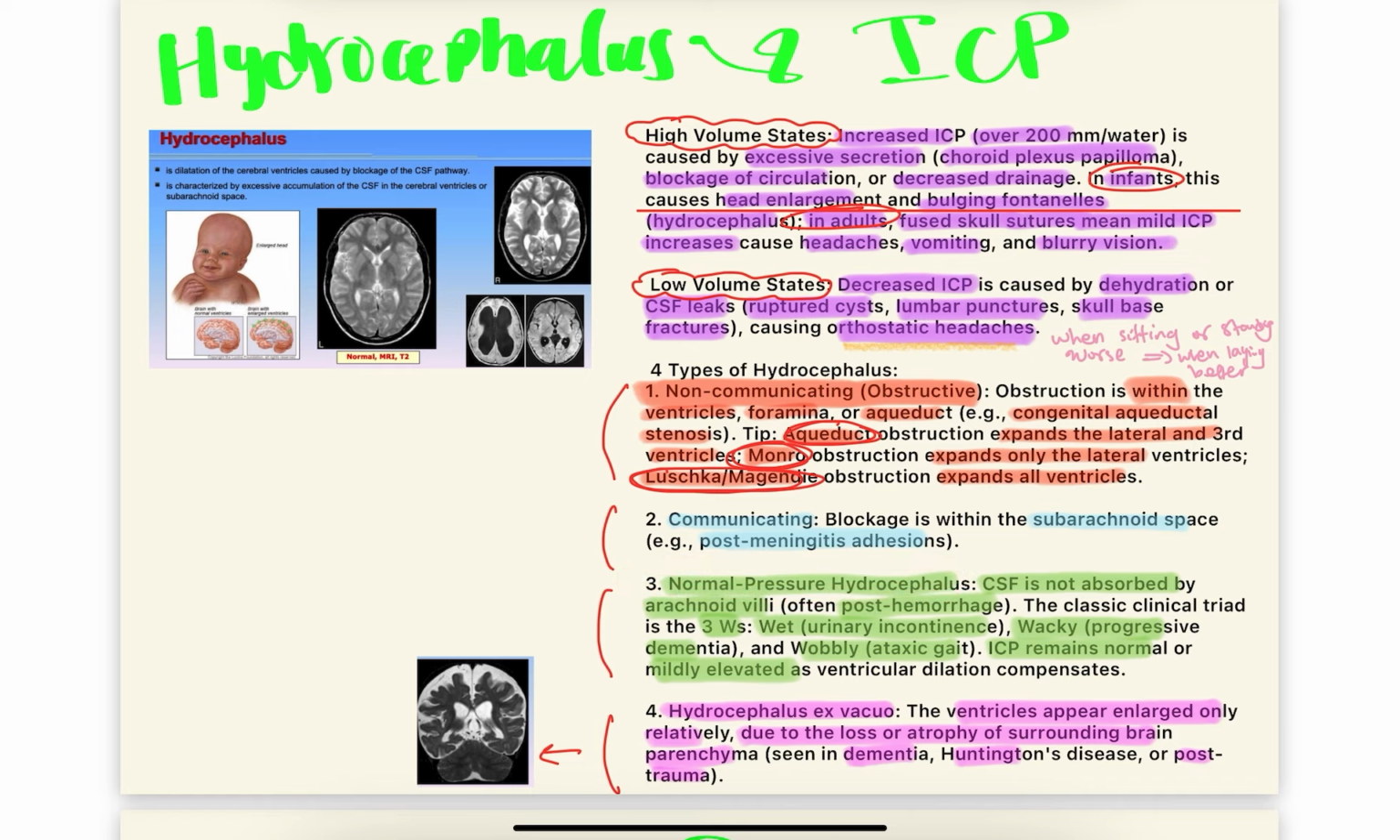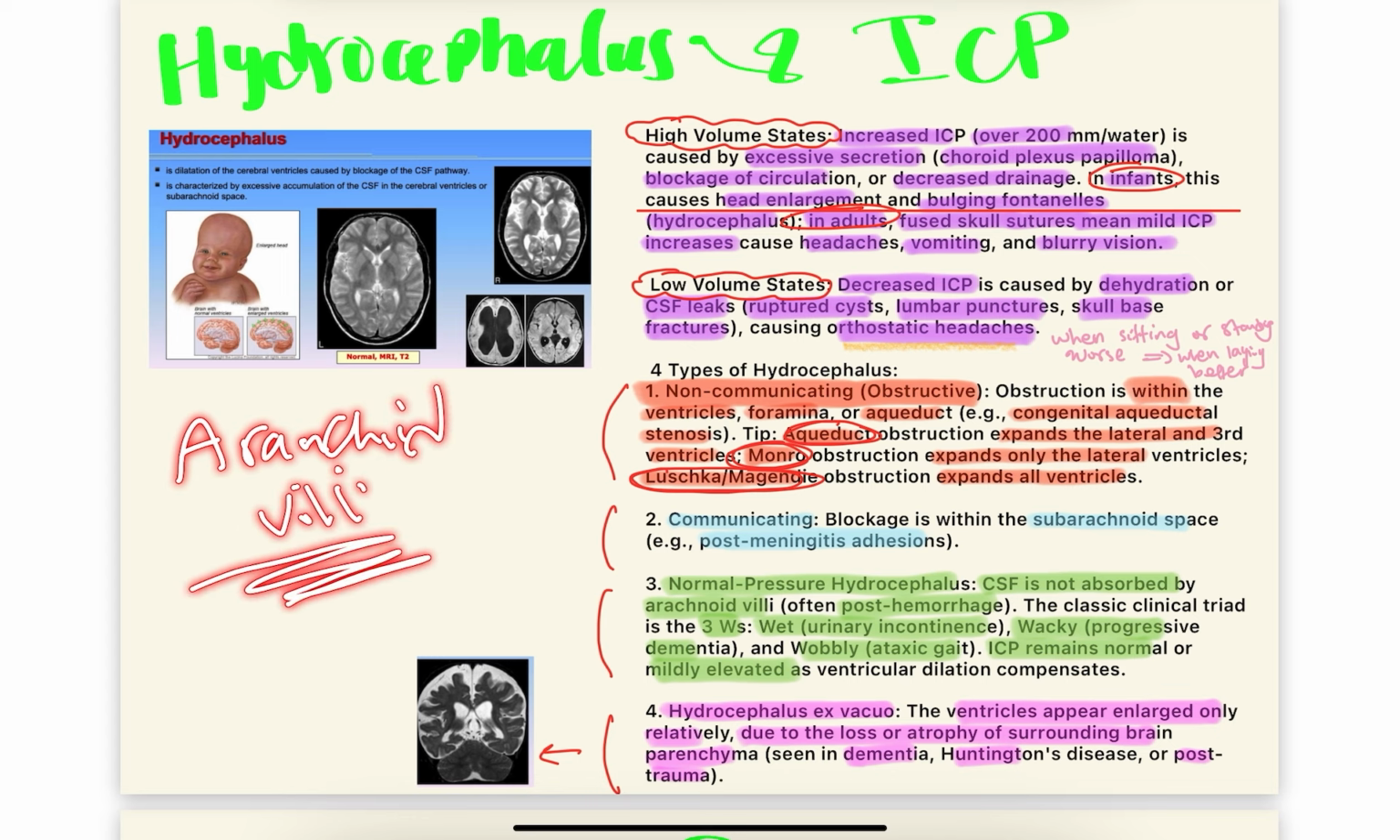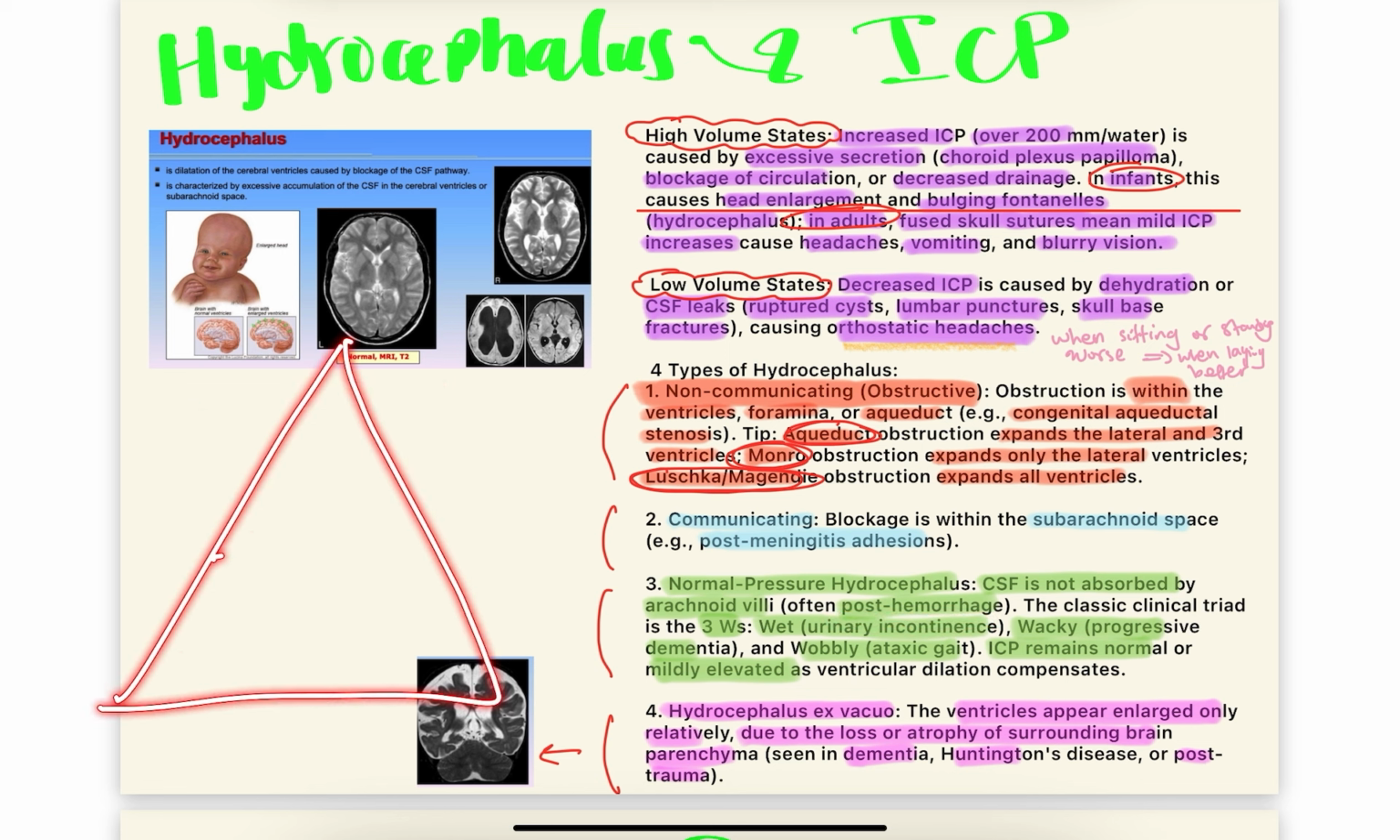The problem here is that the CSF is not being absorbed. The problem is in what? The arachnoid villi, often because of a post-hemorrhage. In the question they say that the person had a hemorrhage. How can we also differentiate it? It will have a triad, the three W's. They will have wet, which is urinary incontinence; wacky, which is dementia; and wobbly, which is ataxic gait. So urinary incontinence, progressive dementia, and wobbly, ataxic gait. They're not walking straight.